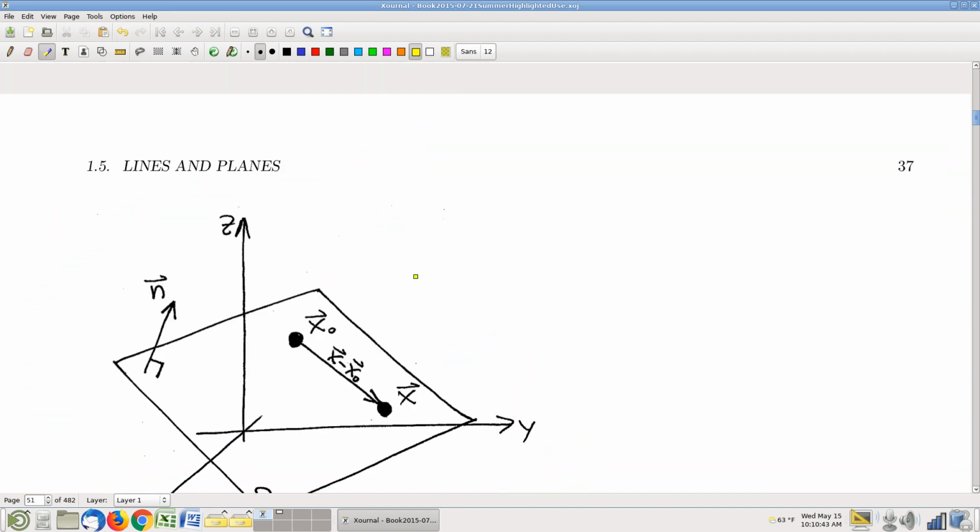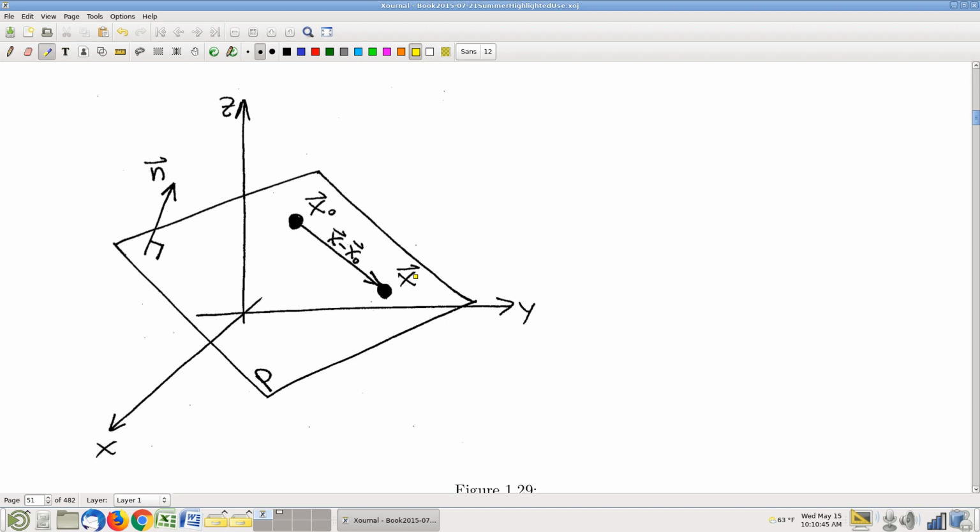Let's suppose I want to talk about the equation of a plane, and there are different ways that you could write the equation of a plane. But I'm going to show you the one that I think is, again, the most natural. So suppose that I know a vector perpendicular to the plane and a point in the plane.